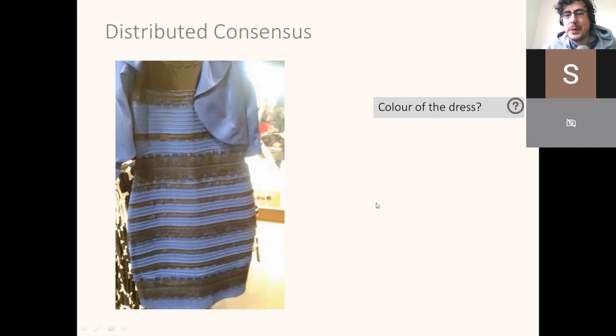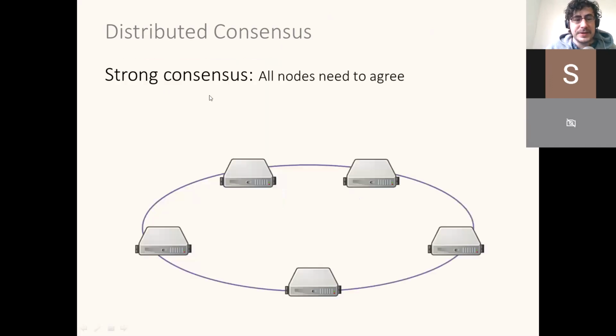But yeah, okay, so do we have consensus? Right, so there's different definitions of consensus. What do we actually mean by consensus here? So we got 58% for white and gold and 42% for blue and black.